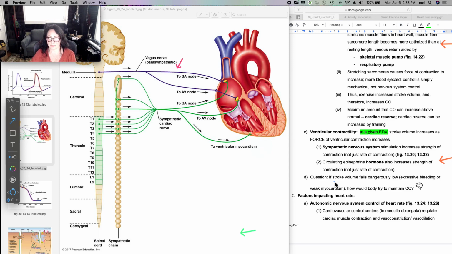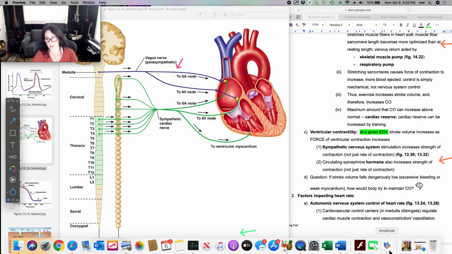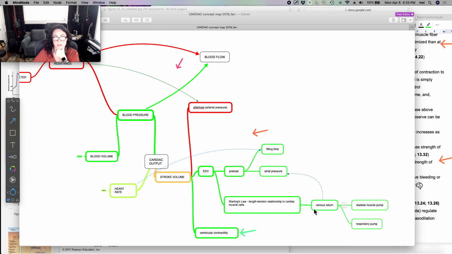So the question, of course, just bringing this back to the picture that we looked at, and then we'll compare and contrast. If your stroke volume falls dangerously low, like if you have hemorrhaged or you have a weak myocardium following a heart attack, how would the body try to maintain cardiac output? So if your stroke volume falls dangerously low, you're either in shock, you have hemorrhaged, or you just had a heart attack. What will the cardiovascular system do to try to maintain cardiac output and therefore pressure and therefore flow?